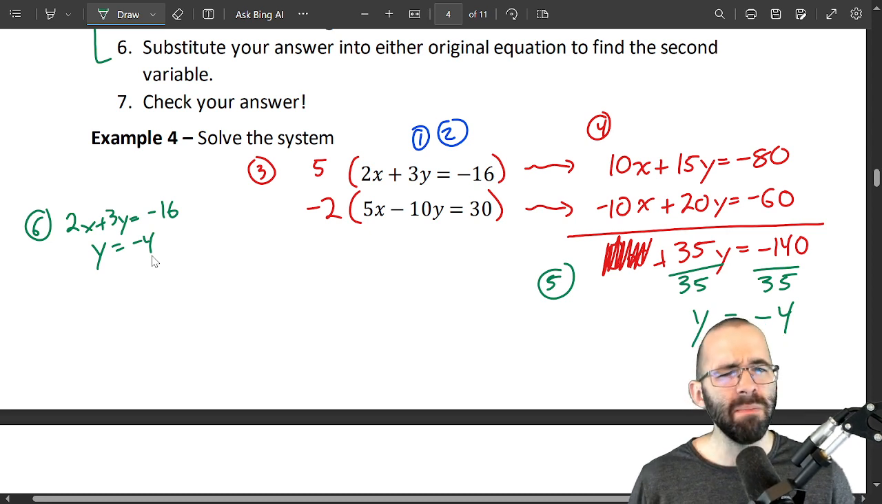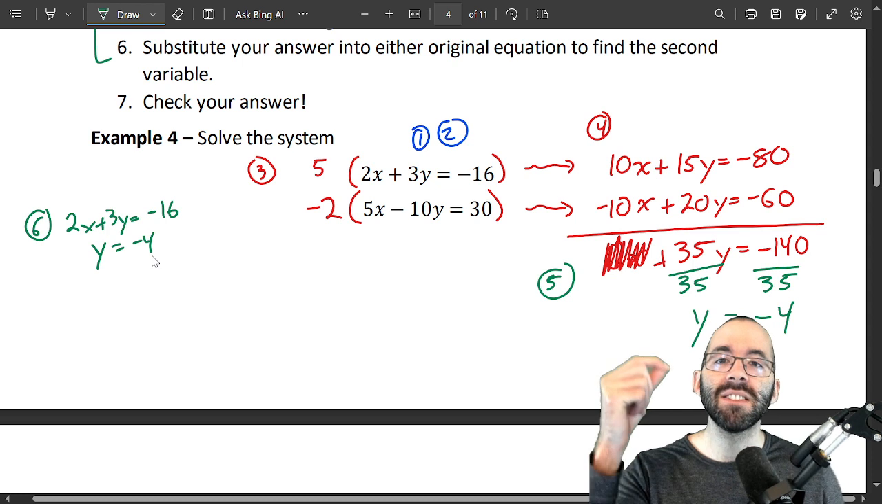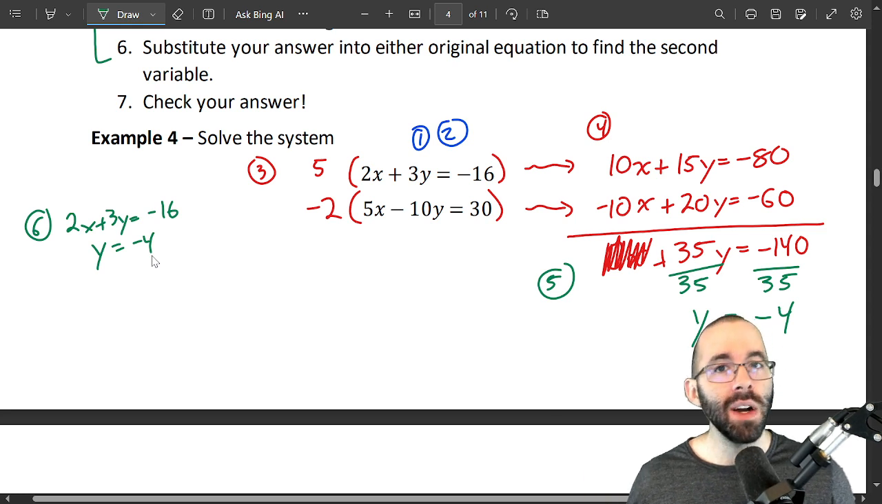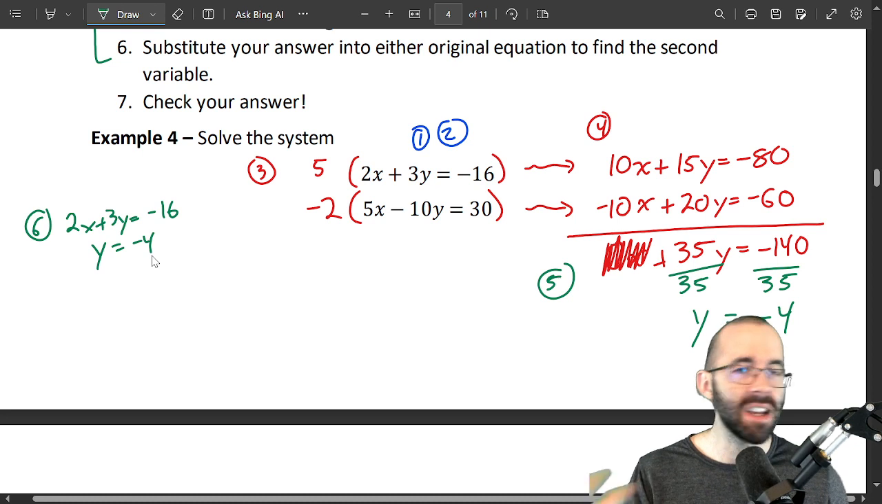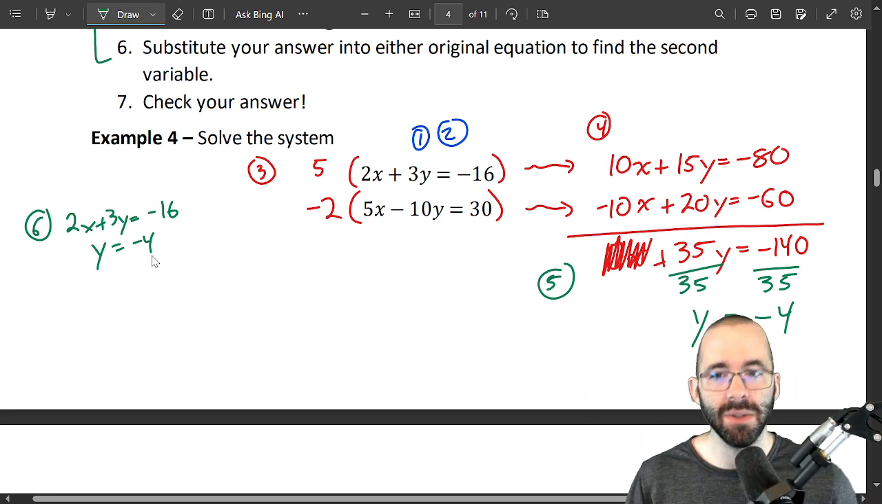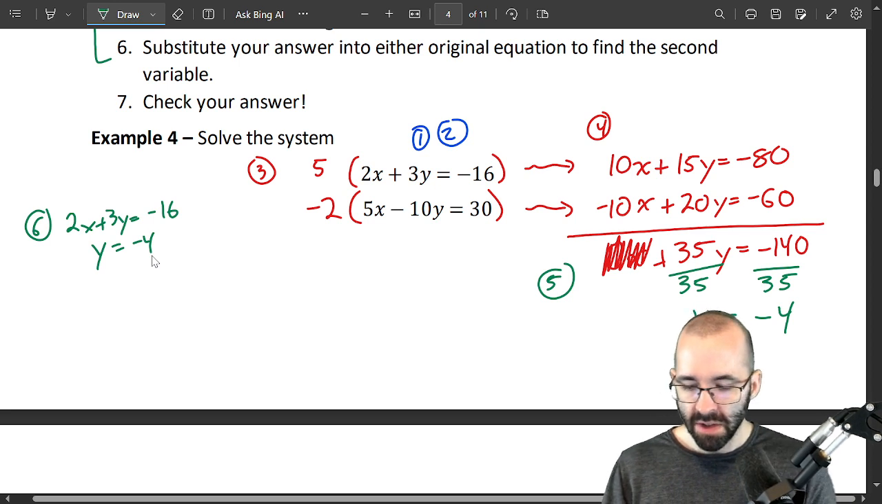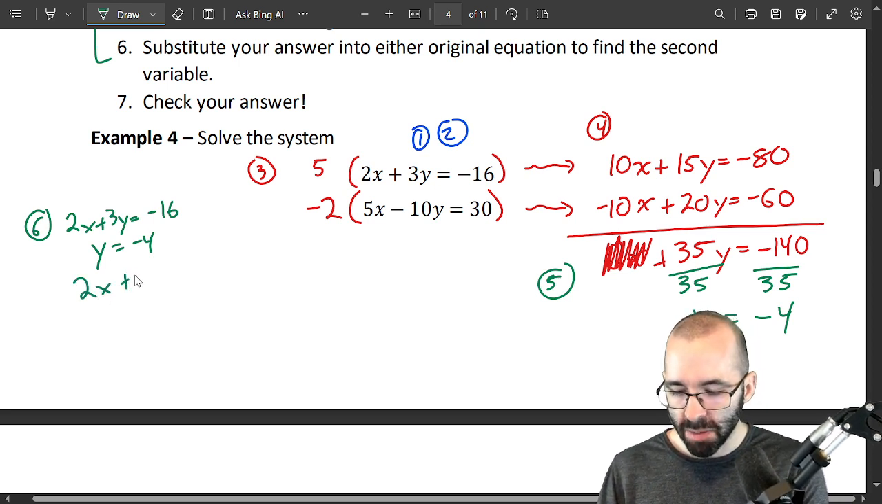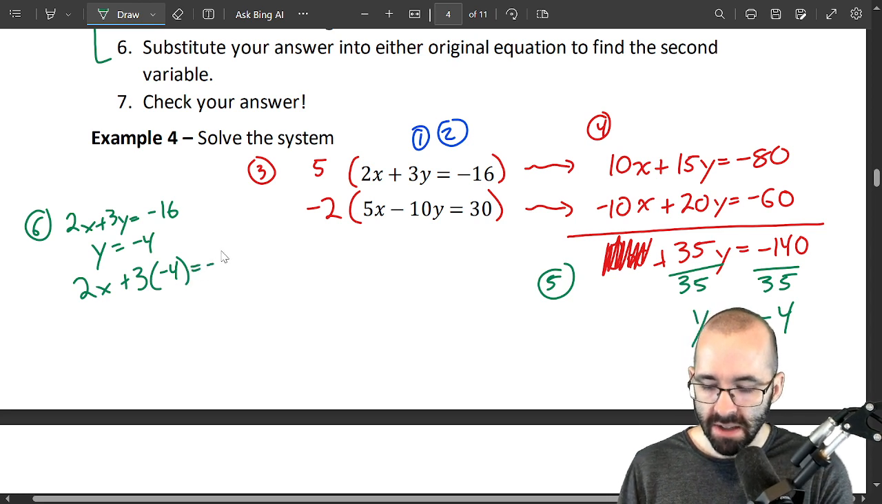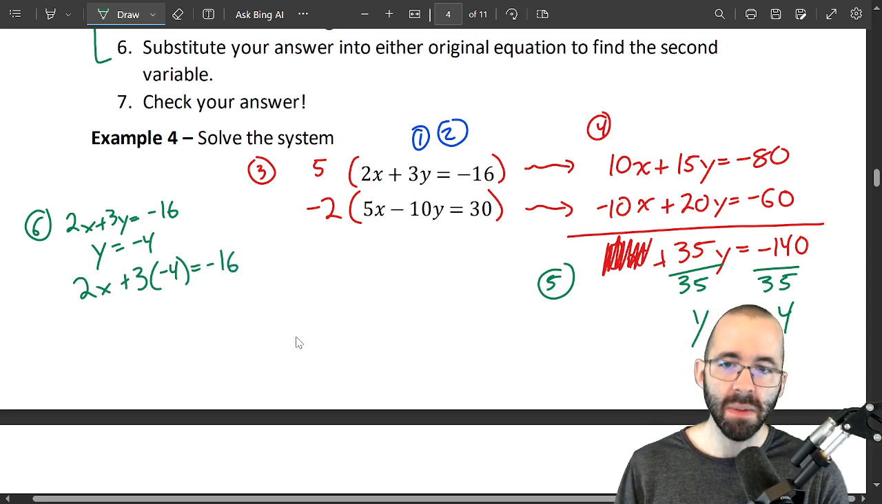And the reason why it doesn't matter which one we plug it into is because this is a system of equations. They both have to be true. So plugging into one should equal the same thing as plugging into the other. They need to be the same thing or we wouldn't have a solution. So if this is the case, then we know that 2x plus 3 times y, we said y is negative 4, is equal to negative 16. And we just simplify and solve.